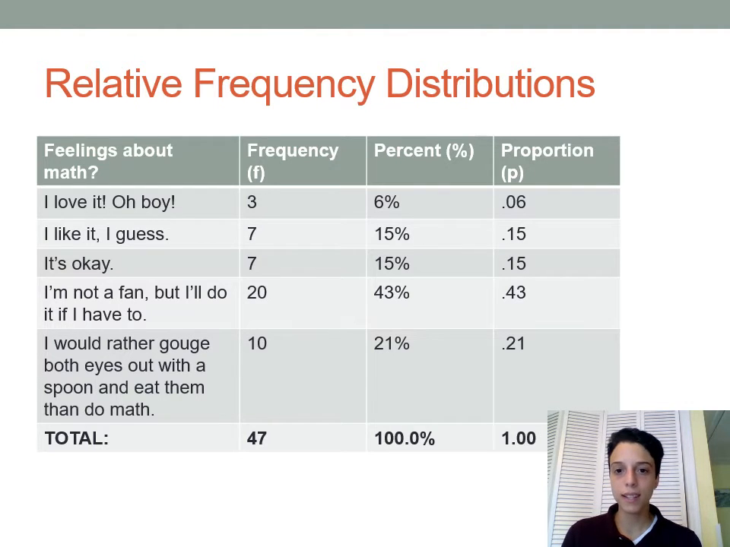And the proportions tell you the same things, and as you can see there, the numbers correspond again. It's just a difference of where that decimal point is.